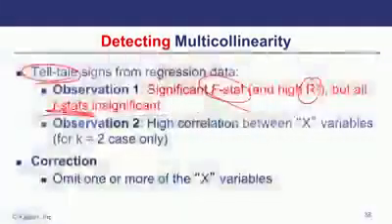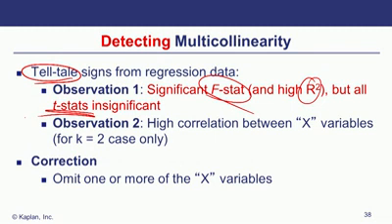So this is something you can pick up easily by scanning the data output from your regression package. Remember, the ANOVA table will help me with the F-stat, and then I can look at my t-stats as well and draw those conclusions.